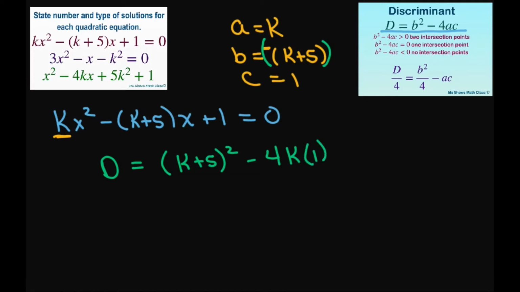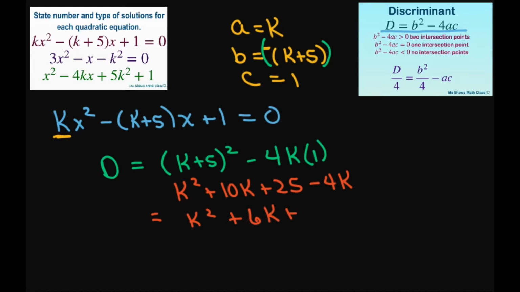Now, simplifying this, we're going to get k squared plus 2ab, so that's going to be 10k, plus 25 minus 4k. This is going to give you k squared plus 6k plus 25.